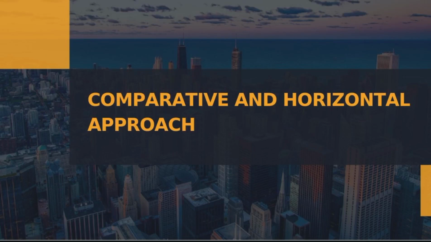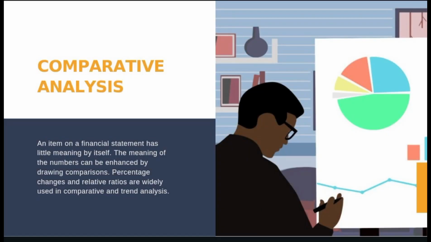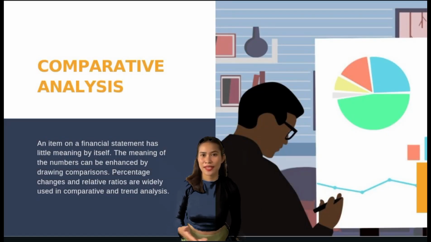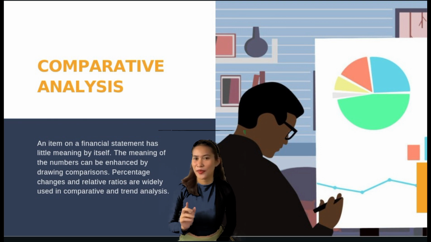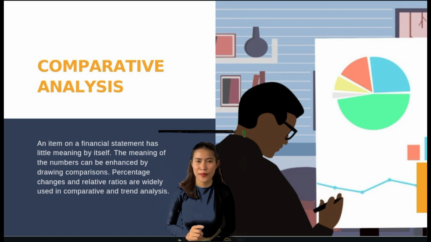Today we're going to tackle the comparative and horizontal approach. What is comparative analysis? An item on a financial statement has little meaning by itself. The meaning of the numbers can be enhanced by drawing comparisons. Percentage changes and relative ratios are widely used in comparative and trend analysis.